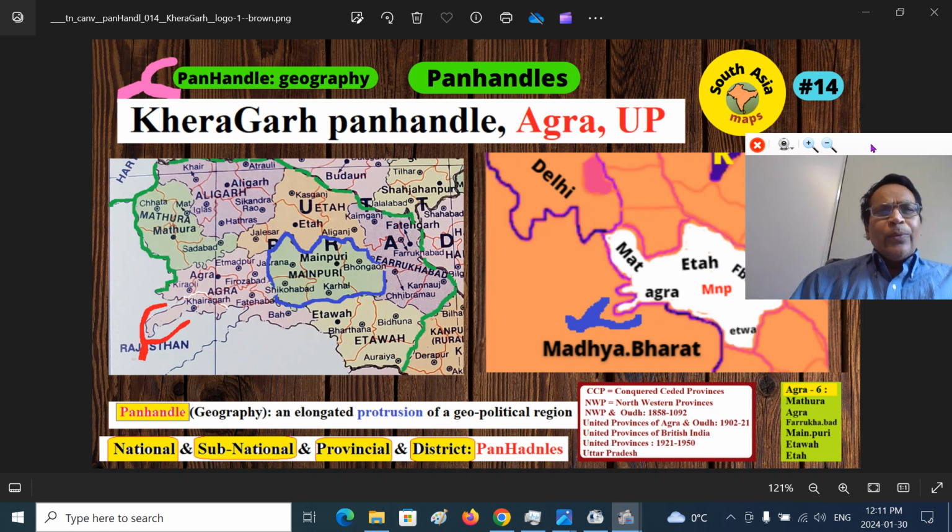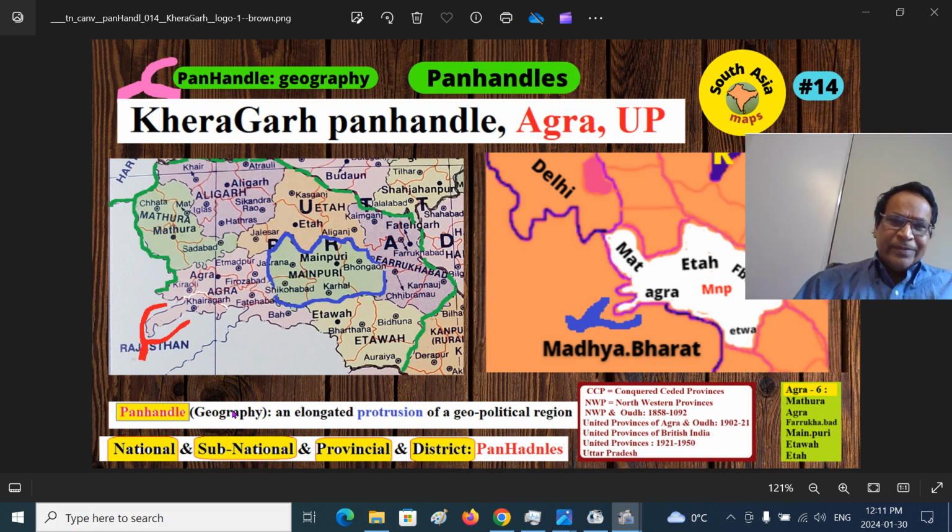See, what is a panhandle? A panhandle in geographical terms is an elongated protrusion of a geopolitical region. A geopolitical region is a political entity in a particular geography. The boundaries can be redrawn by humans or leaders. It is a protrusion. A panhandle is a salient. Salient means important, that stands out. You can immediately look at it.